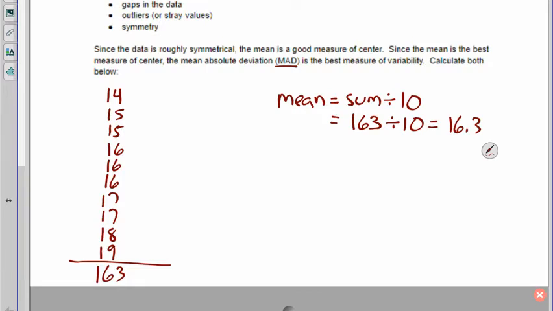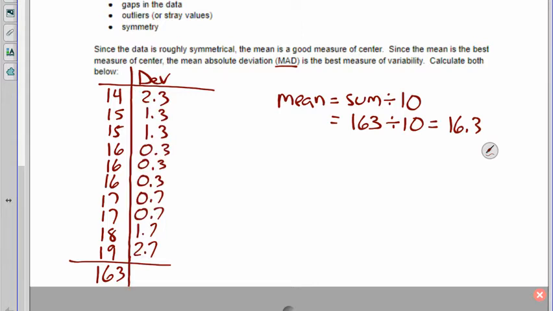Now I need to calculate the deviation of all my data points from the mean. How far each of those heights are from the mean of 16 3/10. So if I take 16 3/10 and subtract 14, I get 2 3/10. I can go ahead and do that for all the points here. So there they are. Now I need to find the mean of the deviations, or the mean absolute deviation. So if I add those up, I get 11 6/10.